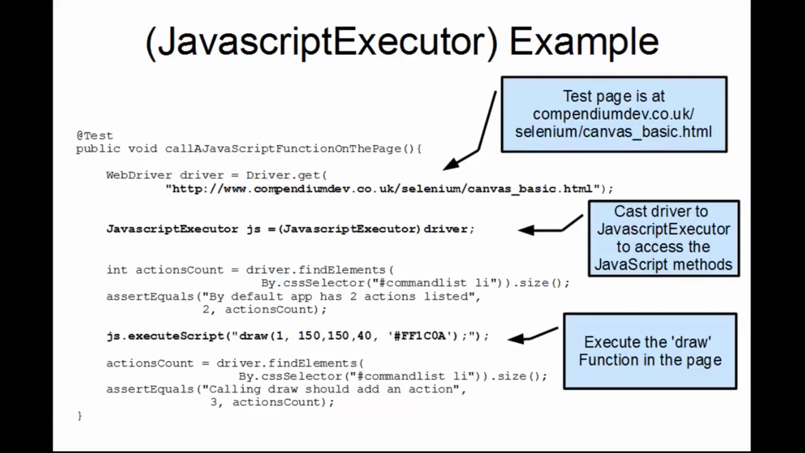The next session we're going to drop down at the code and see this live, but again I'm showing you the annotated example. So we do the normal thing, go to the page, then you can see that I have cast the driver to a JavaScript executor. Then you can see later on I'm using a JS execute script and I'm calling a draw function. Now that draw function is actually part of the application. So here I'm executing JavaScript that is on the page to get it to draw something on the canvas.